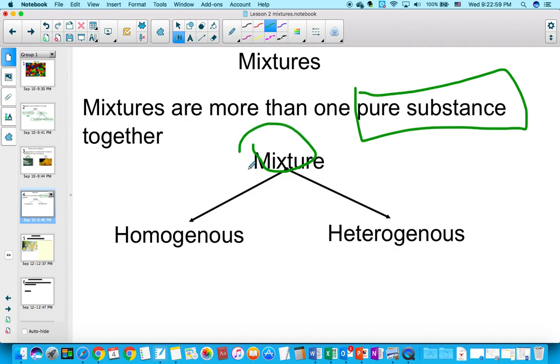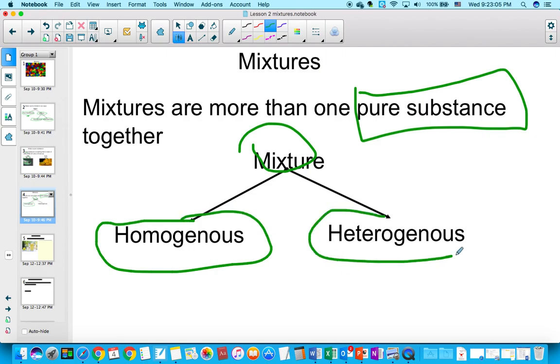And mixtures, sorry, that was terrible. Mixtures can be homogeneous and can be heterogeneous. And again, we will define them as we move forward. But know that mixtures are when more than one pure substance are found together. Again, salt water is a good example of that.